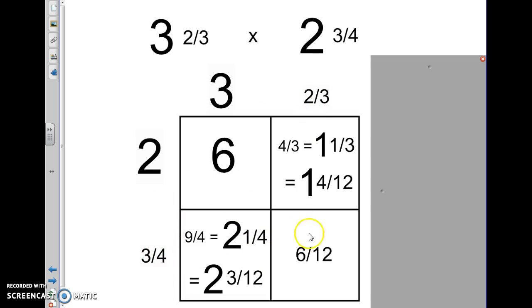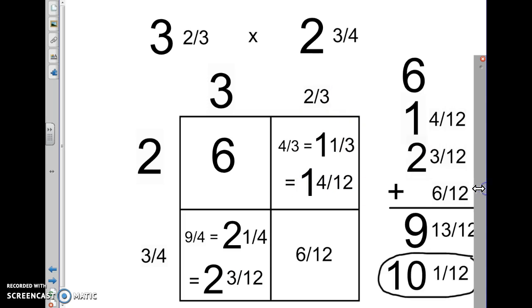And then 3/4 times 2/3 is 6/12. So I was looking at 1/3, 1/4, 6/12, had to find a common denominator, and I know that 12 is a common denominator of 3, 4, and 12. So I left the 6/12 the same. I found equivalent fraction 1/4 as 3/12. So this right here, 3 times 3/4 gave me 2 3/12. And then over in this section, I changed the 1 1/3 to 1 4/12. And I just added those up. And that gave me 9 13/12.